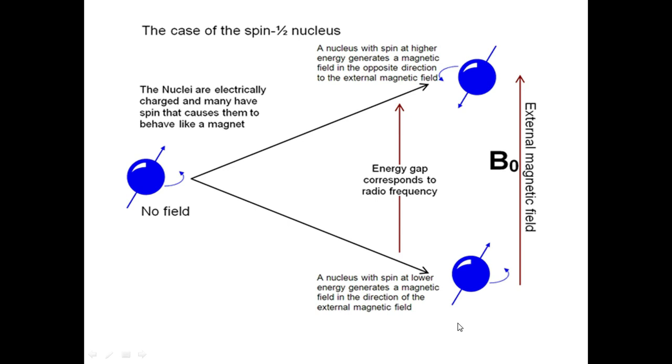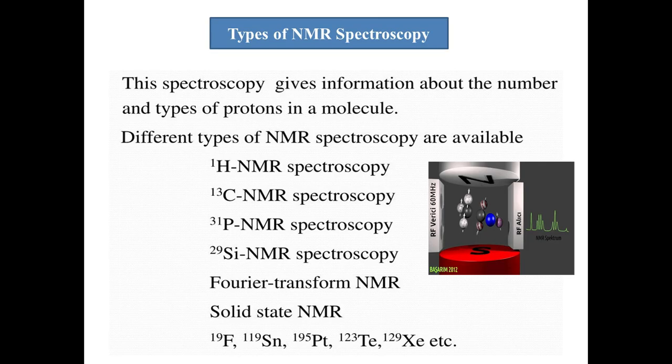In the case of B naught, the external magnetic field given to a nucleus with spin, the lower energy state generates a magnetic field in the direction of the external magnetic field. The energy gap corresponds to radio frequency. A nucleus with the higher energy spin generates a magnetic field opposed to the direction of the external magnetic field. Nuclei are electrically charged and have spin, so they behave like magnets.